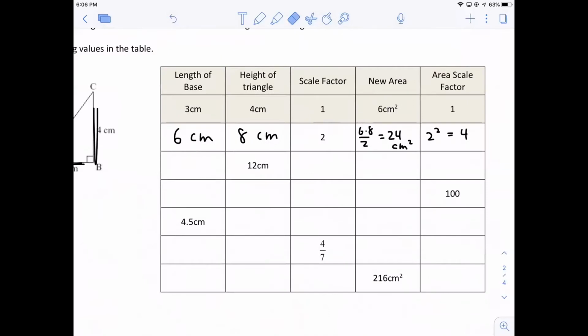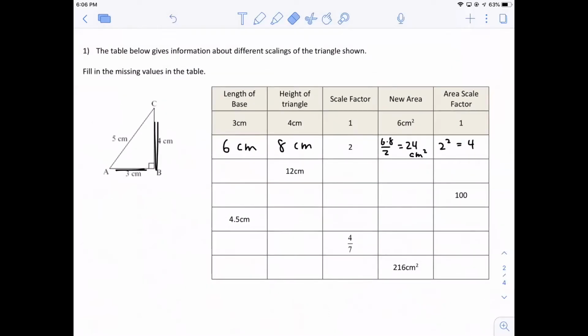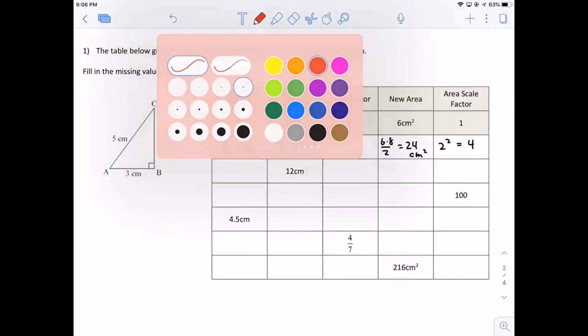Right? So that's the idea. Given any one piece of this information, you can fill in everything else. All right? So have a go at this. And all right, let's check our work.